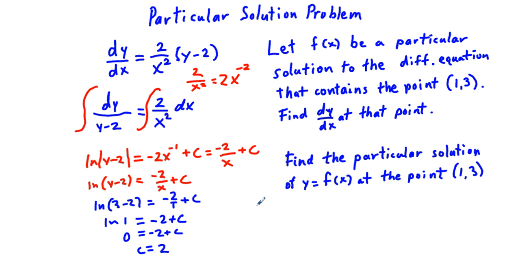We take this c equals 2, and I'm going to rewrite this over here with c equals 2. So we have ln of y minus 2 equals negative 2 over x plus 2.